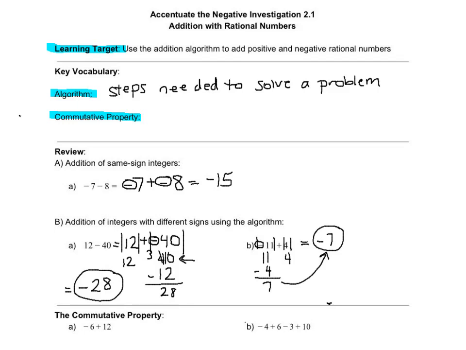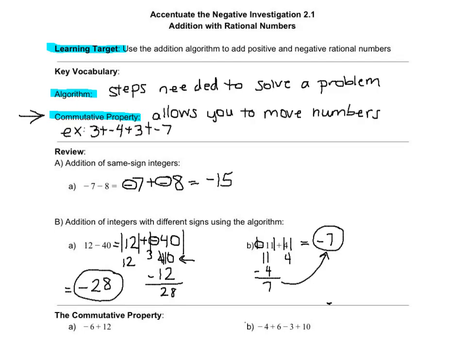But now we have this other vocab word, commutative property, which we have not defined yet. The commutative property allows you to move numbers around when solving a problem. In our example here, we have 3 plus negative 4 plus 3 plus negative 7. That would be a lot easier if we could clump together our positive numbers and our negative numbers, and the commutative property allows you to do just that. So this problem becomes 3 plus 3 plus negative 7 plus negative 4. Then it's a lot easier for us to clump these together as 6, these as negative 11, and we are given our final answer, which we can then solve.